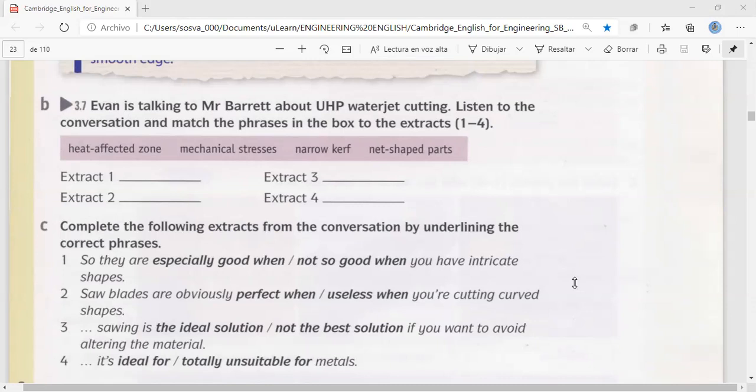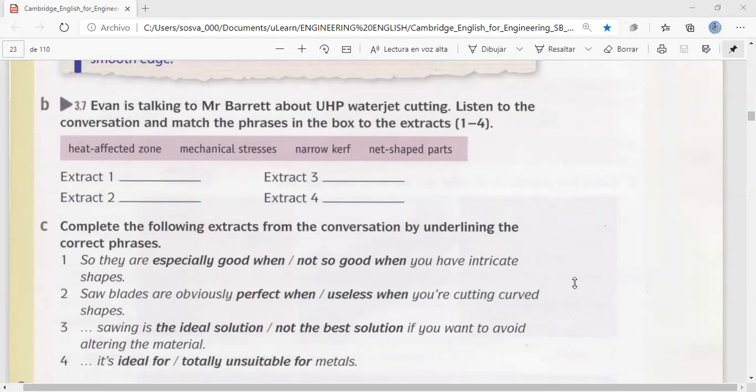I don't hear perfect. So maybe the useless one in the initial. Well, saw blades are obviously useless when you're cutting curved shapes. Useless, yes, exactly. Let's go with the third one.